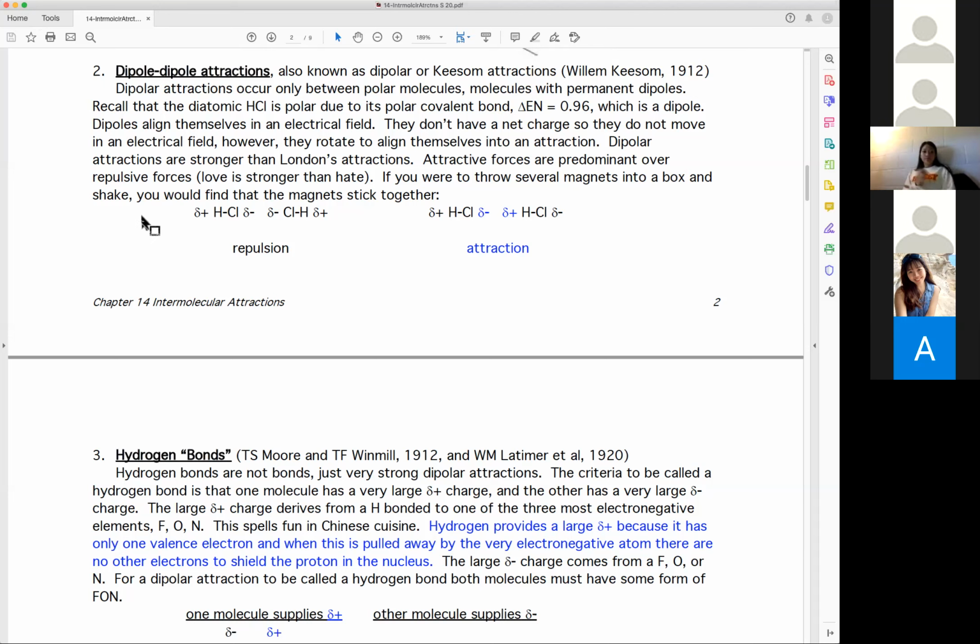Are all the magnets stuck together? Or are they all repelled by one another? They're all stuck together, aren't they? So the attractive forces are way more important in the real world than the repulsive forces.